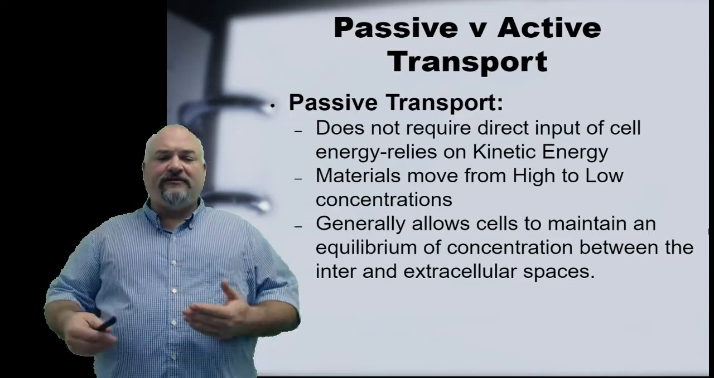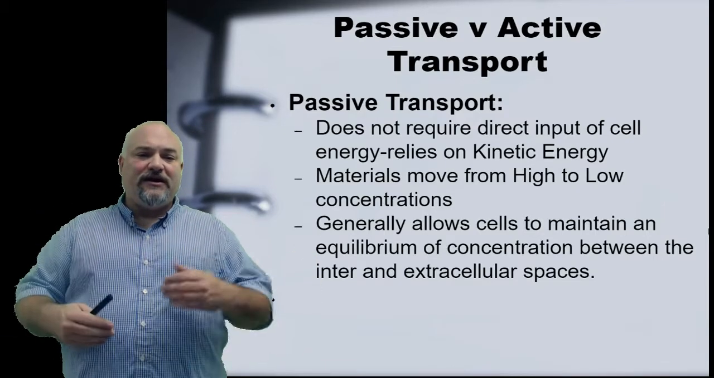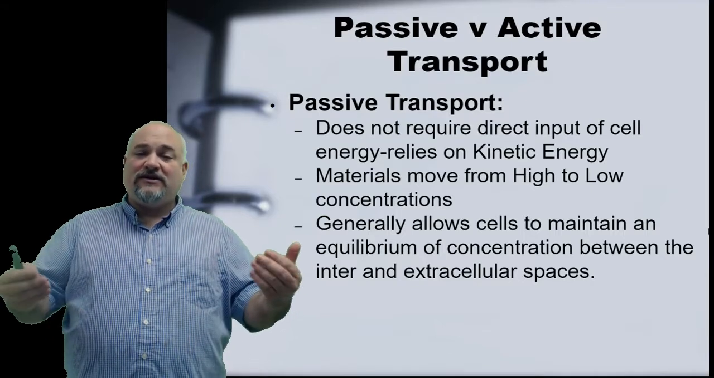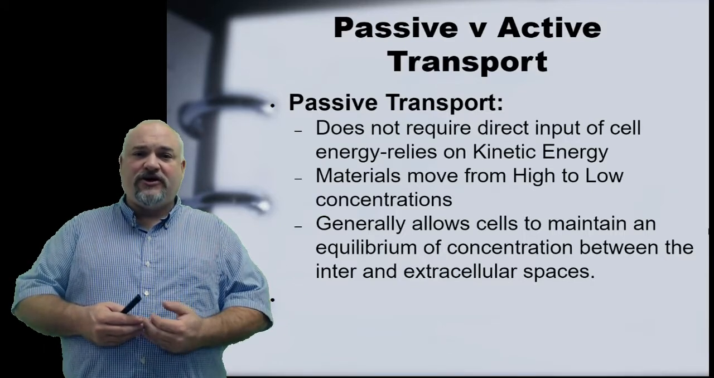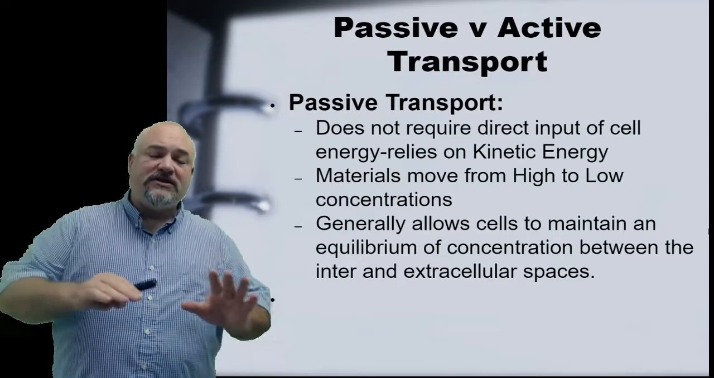And this is what generally allows cells to maintain an equilibrium of concentration between the interior and exterior spaces, so within the cell and outside the cell. As long as they can get through the cell membrane, materials are going to want to be evenly spread out. And this works great for most things that your cells need.